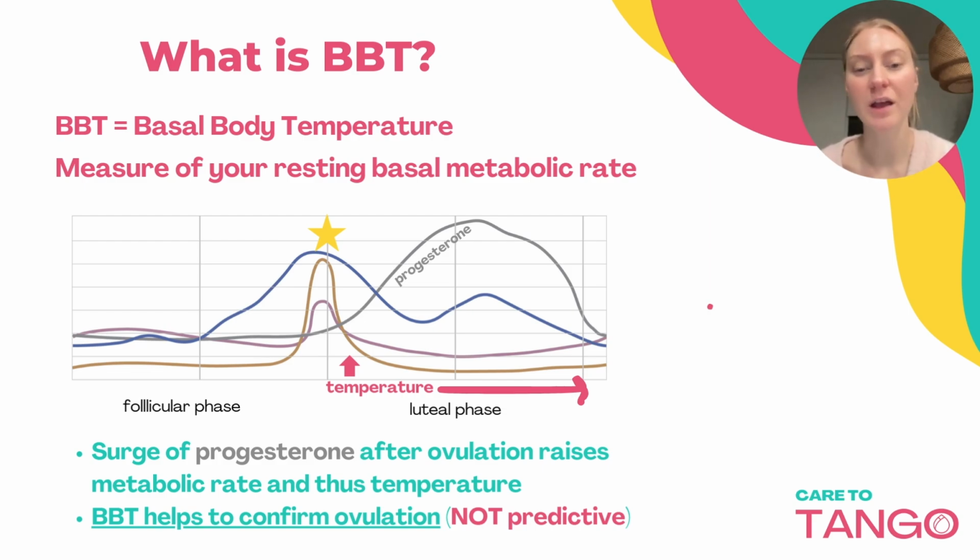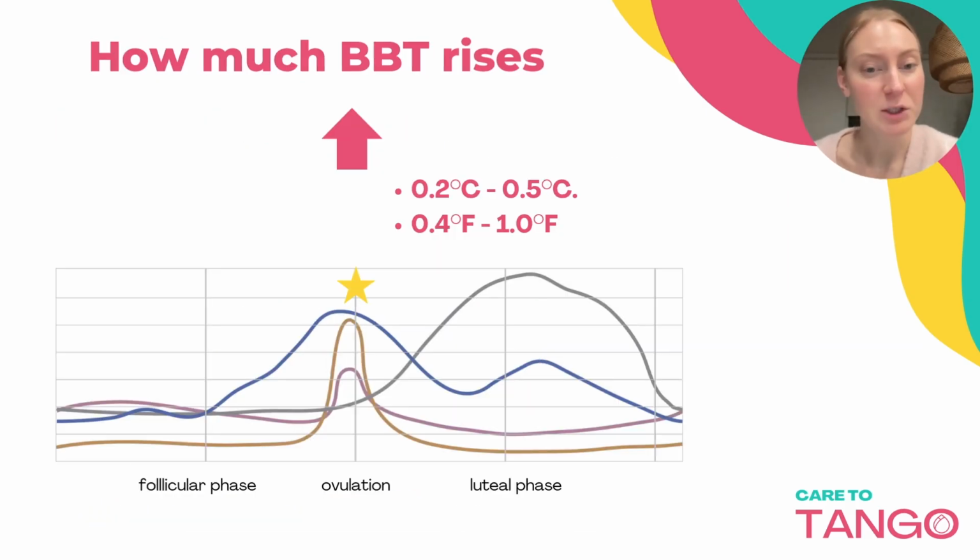You can see on the chart that once we have ovulated, with those humps there, we have estrogen raised, LH and FSH have all raised, ovulation occurs with the star, and then we have that rise in progesterone. That is where you're going to get your temperature shift. Your temperature doesn't rise that much, but it does rise slightly and noticeably. It's going to rise 0.2 to 0.5 degrees Celsius or 0.4 to 1 degree Fahrenheit.